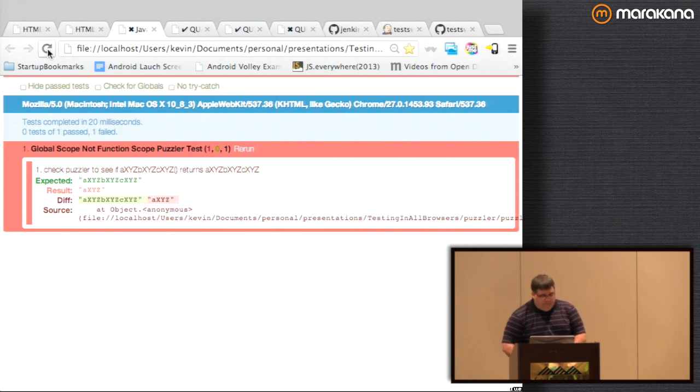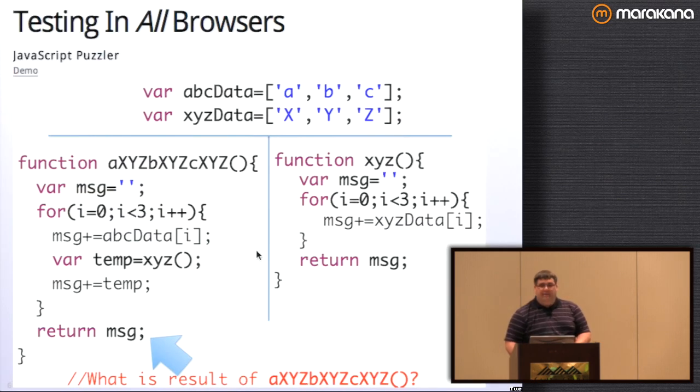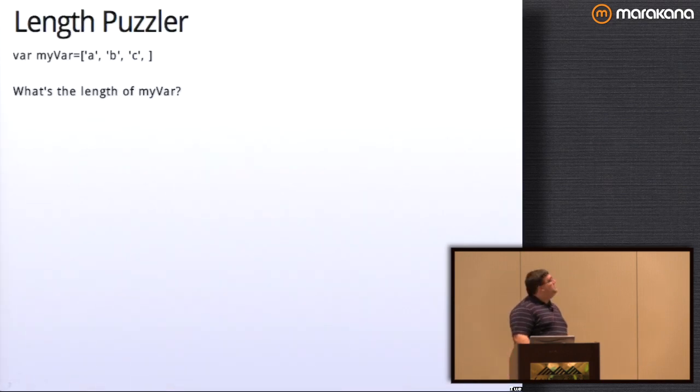So there you go. Next, let's get to a little bit easier puzzler. What is the length of my array? If I say myVar.length, everybody sees that there's a trailing comma at the end, right? So how many people think it won't compile? Okay, good. Anybody guess it's undefined? 3? 4? He's thinking it's 4. It depends on the browser. Everybody thinks it's 4. Anybody think it's 3?